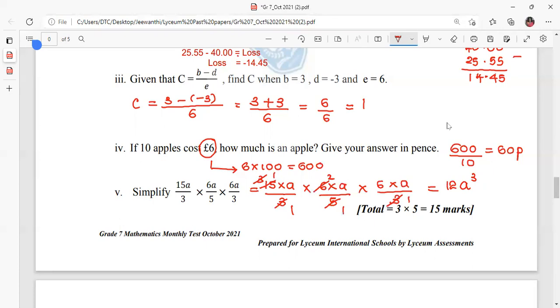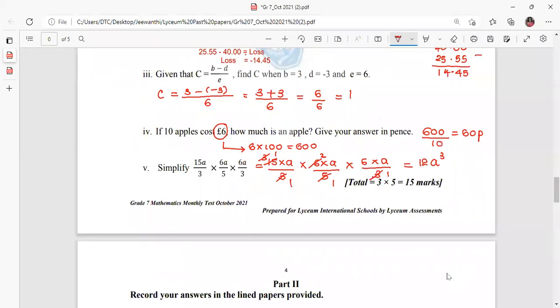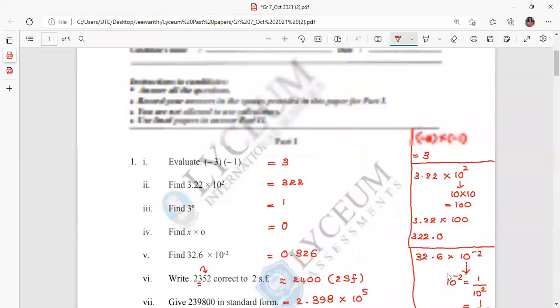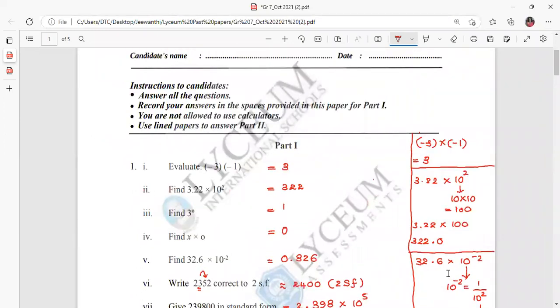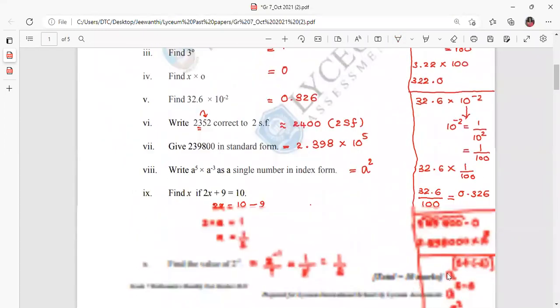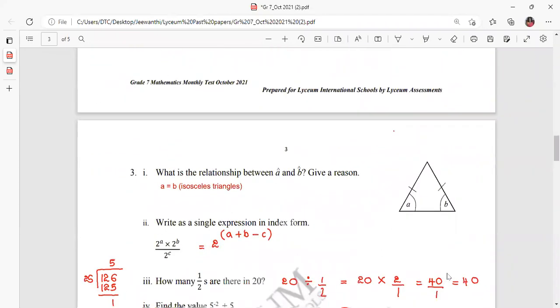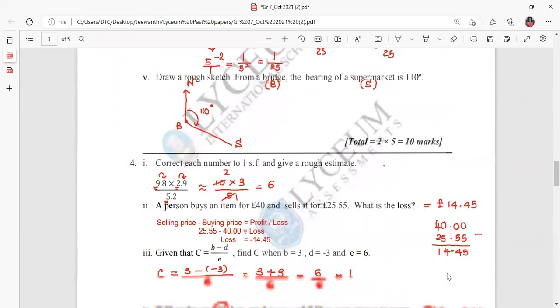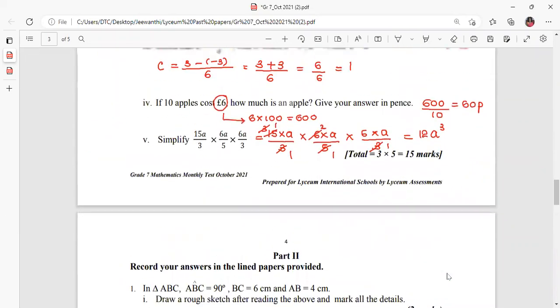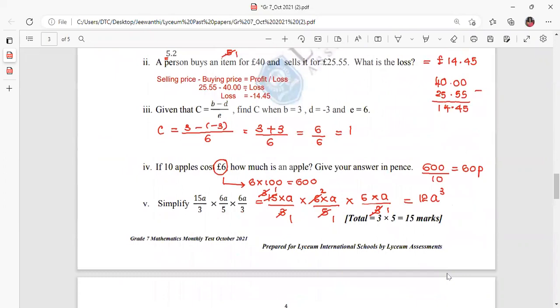Okay, children, so we discussed the whole paper, part 1, 2021. I will show it. All the pages we did. Yes, we did part 1, question number 1 with the workings, and then we showed all the workings here, right? Up to question number 4, part 1 is done. I will explain part 2 in another video.